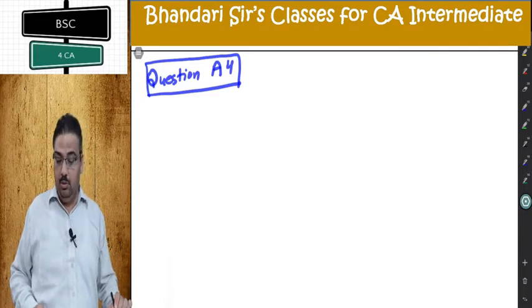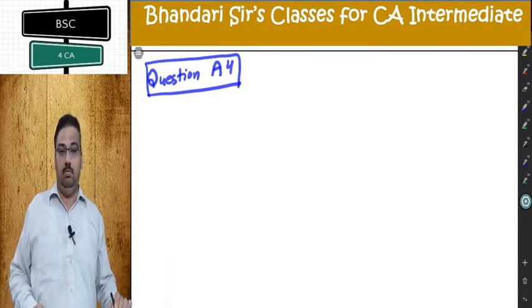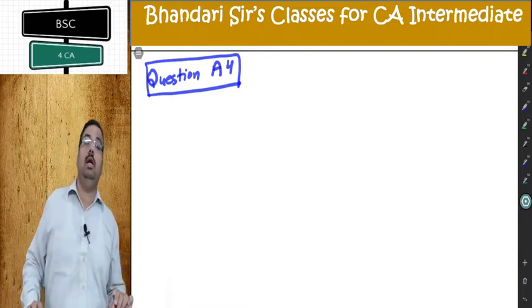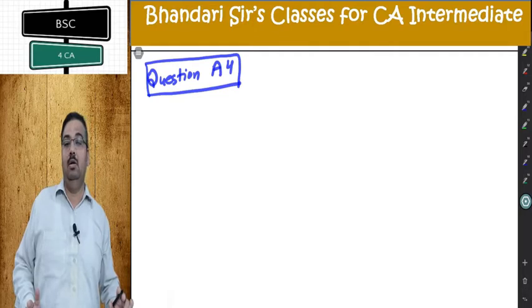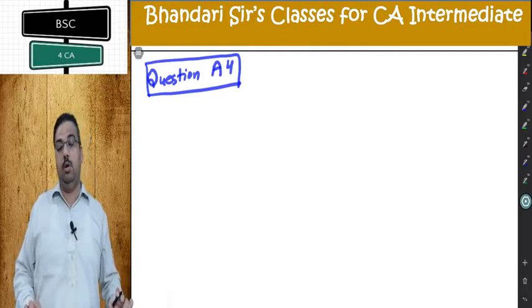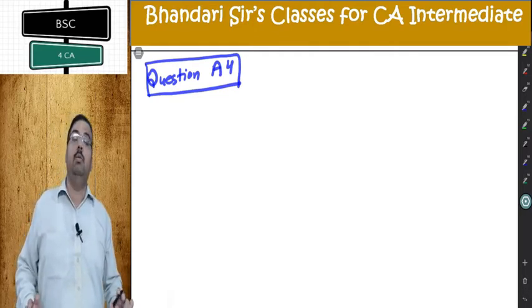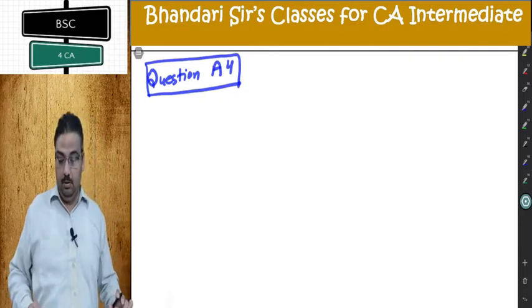Variable cost per unit is 14. Fixed cost is 2 per unit. But it will not remain constant at 2 per unit. It will be constant at rupees 3 lakh. 1,50,000 multiplied by 2 is 3 lakh. It will remain constant at this total figure.